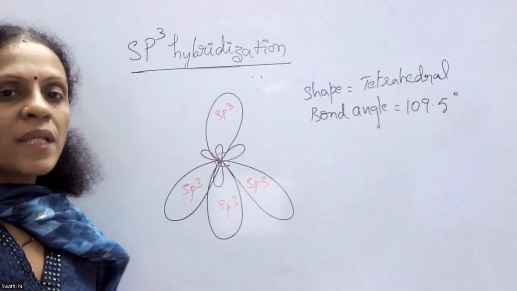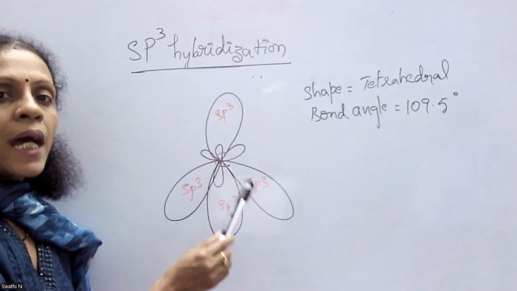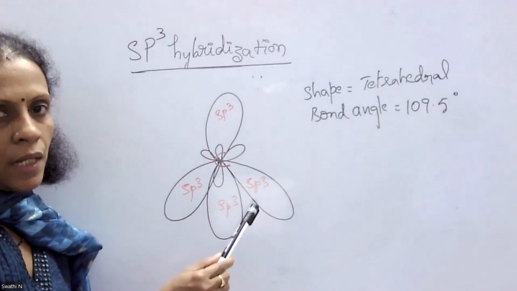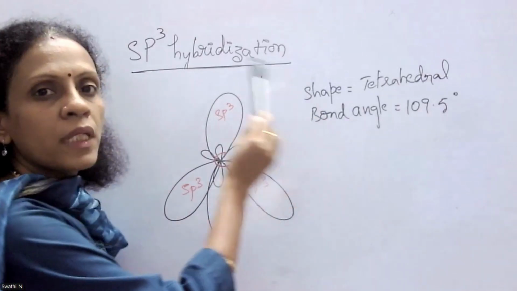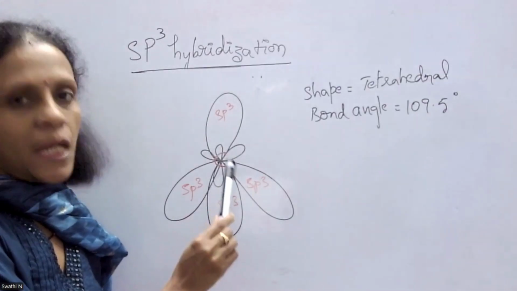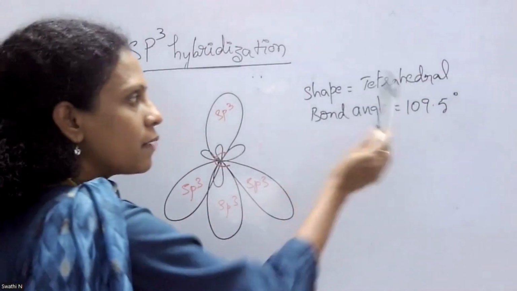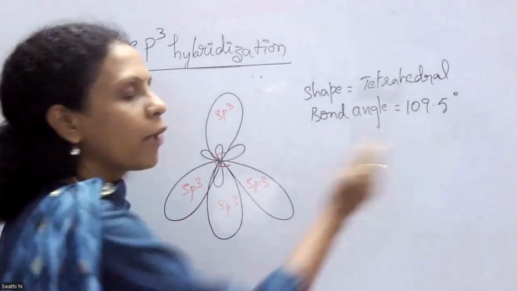So the newly formed sp³ hybrid orbitals will be arranged as if they are pointing to the corners of a tetrahedron. So that is the reason the shape of the molecule in which sp³ hybridization is involved becomes tetrahedral, and the bond angle is 109.5 degrees.